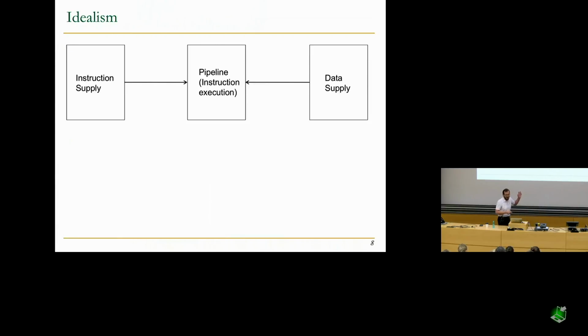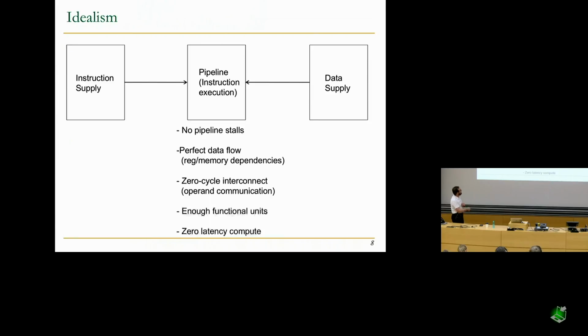This is my little picture of what a system looks like. Very limited. You have the pipeline that does the instruction execution. It can employ any of the techniques that we've discussed, including systolic arrays, right? And yeah, you need to supply instructions to it. You need to supply data to it. Ideally, you want no pipeline stalls here, right? You want perfect data flow. When the data value is available, it gets to the right place. Zero cycle interconnect, no latency for operand communication, enough functional units to support the parallelism, and zero latency compute.